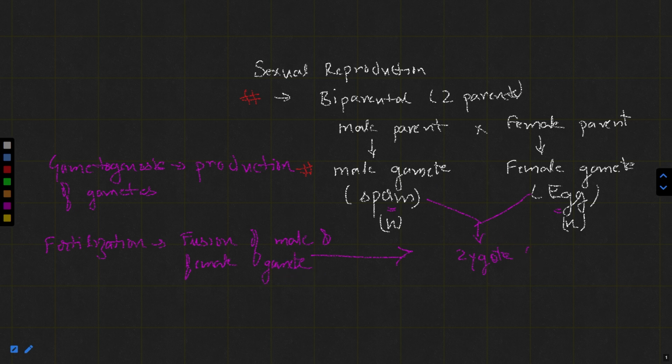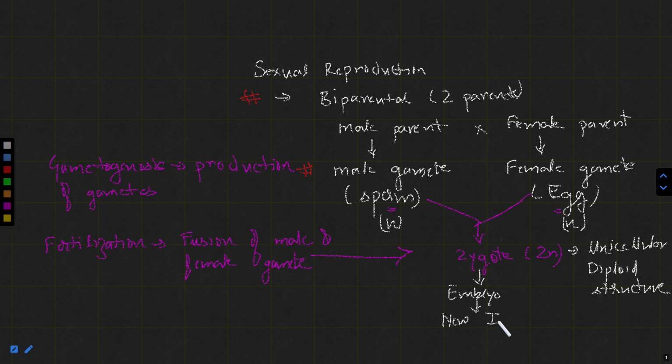The zygote is a unicellular diploid structure. The zygote will further form the embryo, and from the embryo, a new individual will develop. Okay, this is clear.